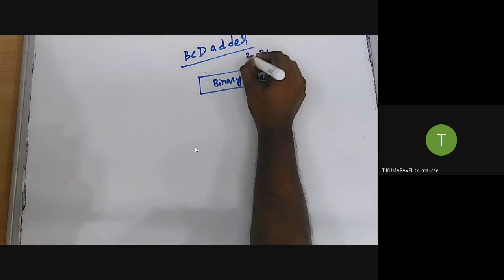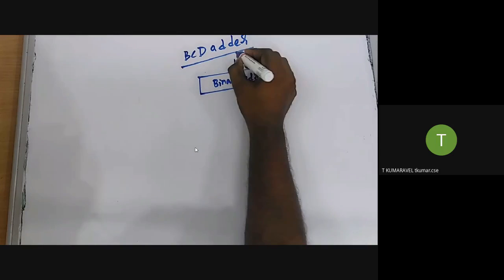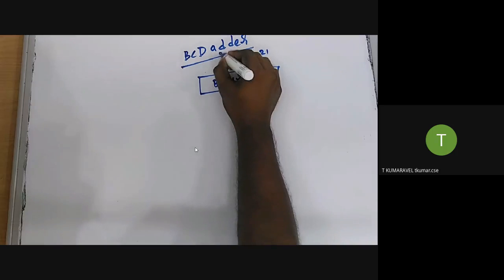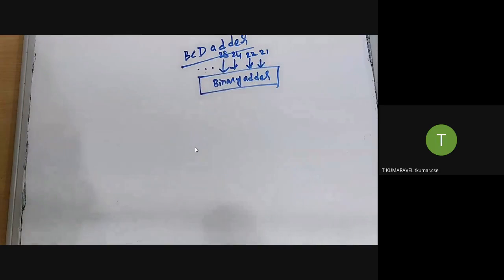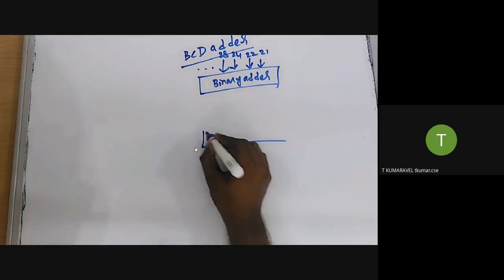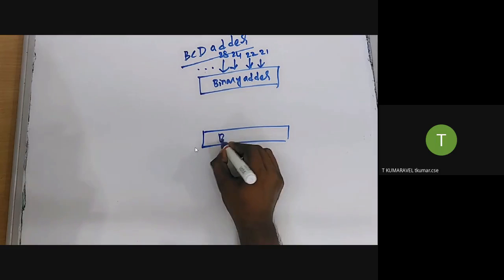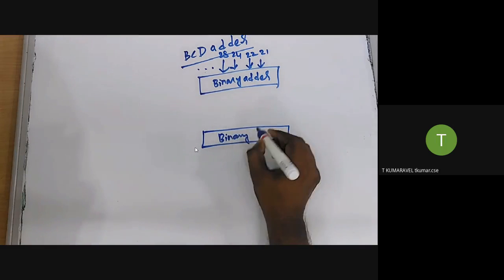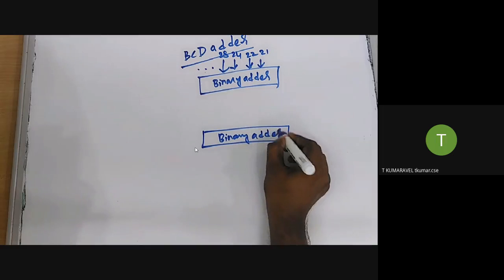Okay, weightage 4, 8, and so on. After that, what happens? I am going to add one more binary adder. So, what is the necessity of the binary adder?